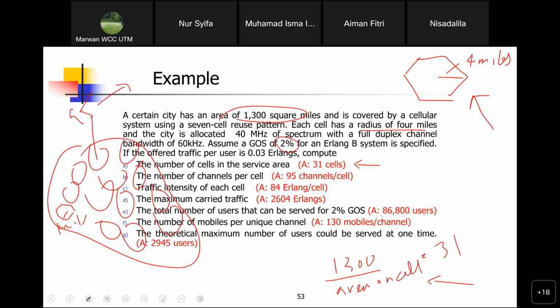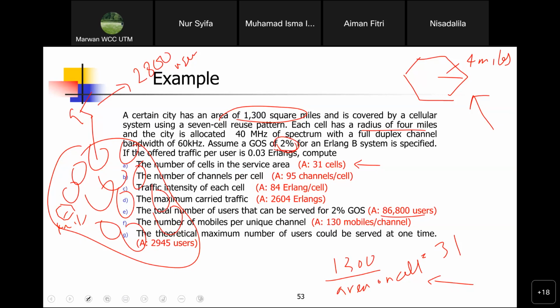So if you can see here, it's about 86,800 divided by 31. So these 95 channels can serve 2,800 users actually. Okay, so 95 channels can be used to serve 2,800 users by introducing 2% of cost. So there is an answer here. So please try to get back all the answers.